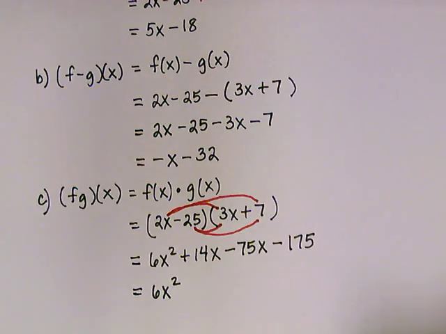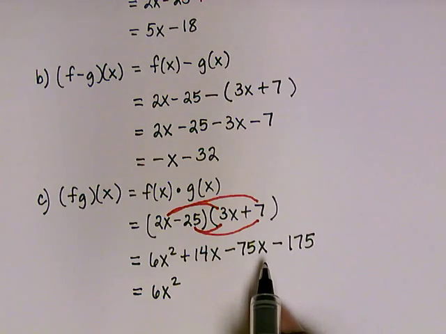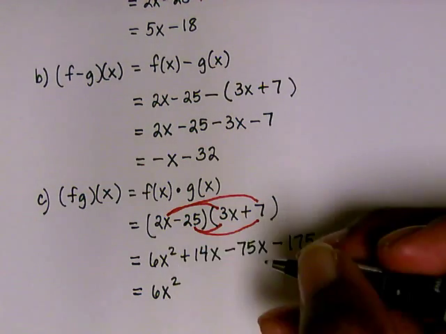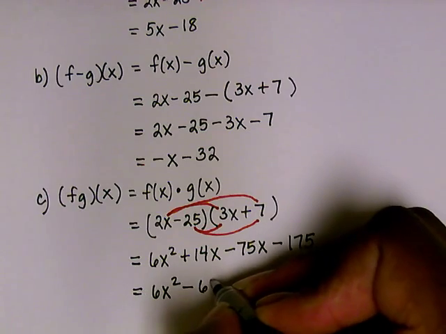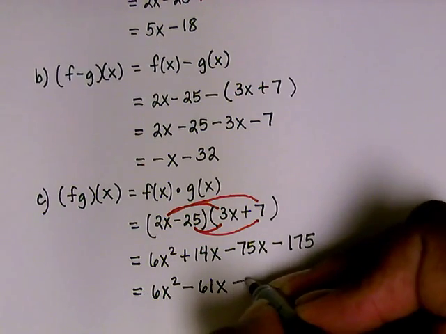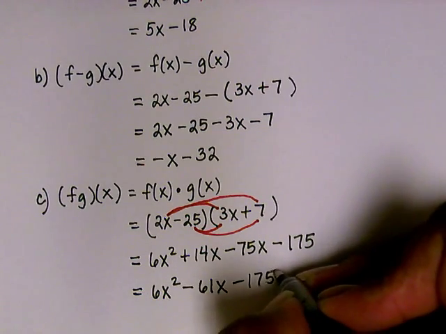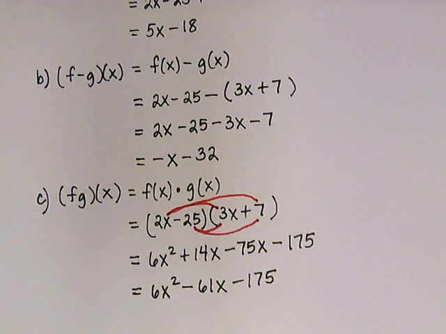And then combine like terms, this will be 6x squared. 14x minus 75x, that's a minus 61x. And then minus 175. And that's the product of f times g of x.